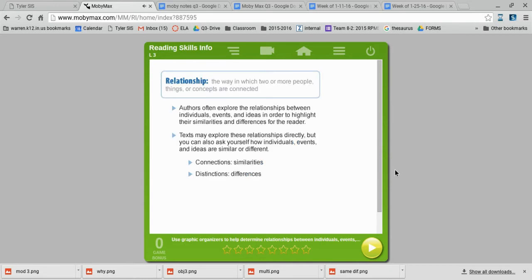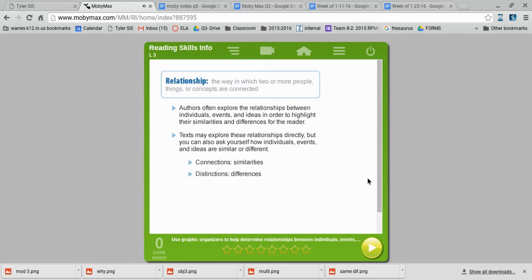I usually take a screenshot of it. Then I wait to make sure the students put in their notes the objective, and then they do the notes. A relationship is the way in which two or more people, events, or concepts are connected. Authors often explore relationships between individuals, events, and ideas in order to highlight their similarities and differences for the reader.